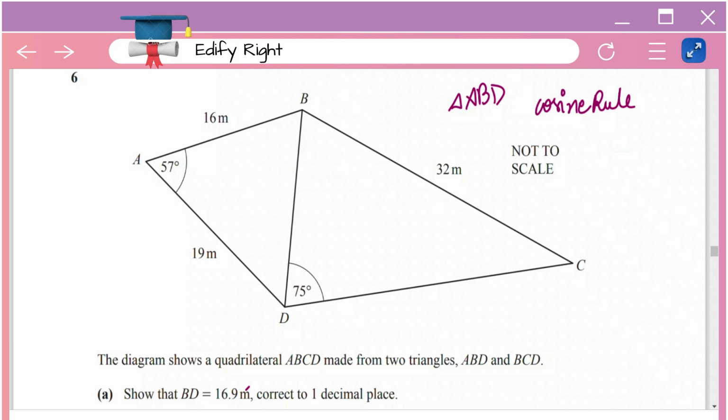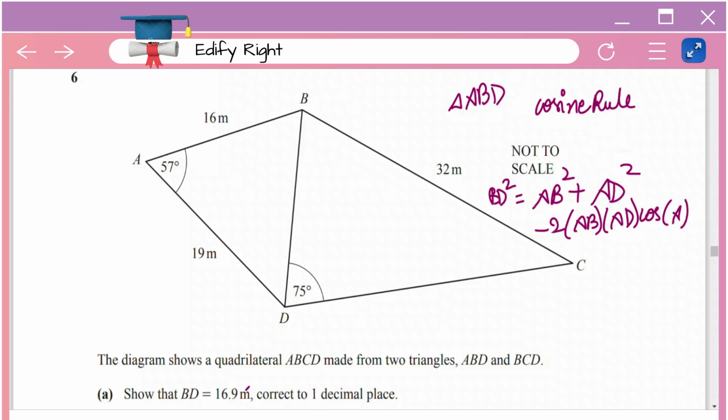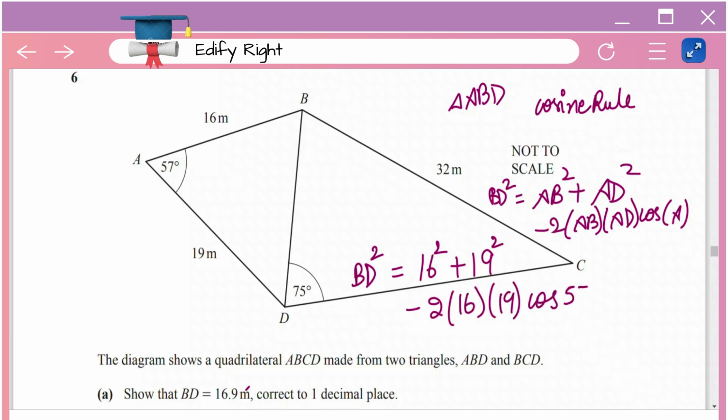So let me just write the equation here. BD square is equal to AB square plus AD square minus 2 times AB, AD, and the cosine of the angle between them, which is angle A. Now just put in the values, you get BD square is equal to 16 square plus 19 square minus 2 times 16 into 19 into cos 57 degrees. And when you simplify this, you get BD is equal to 16.91, which is exactly what's asked in the question.